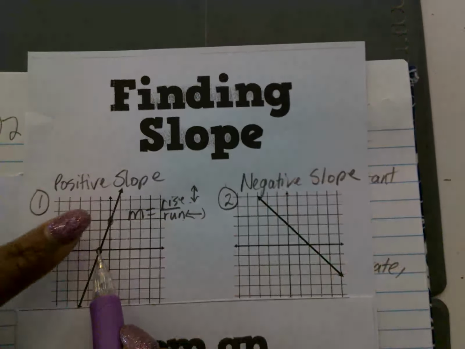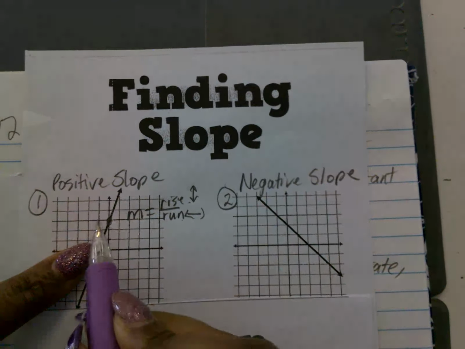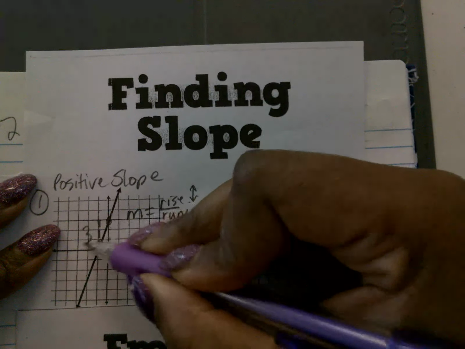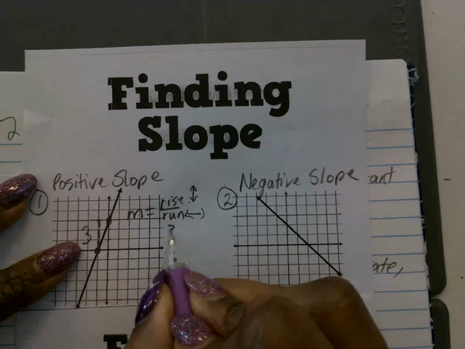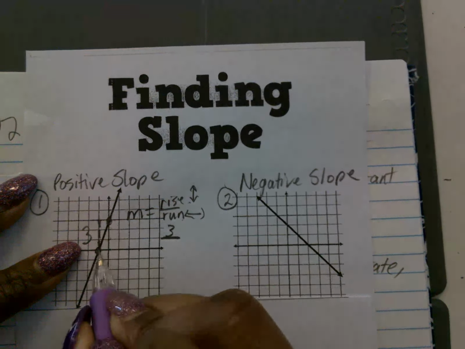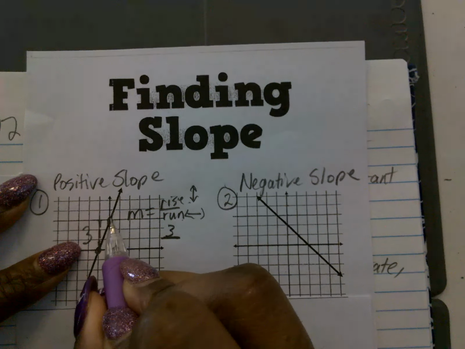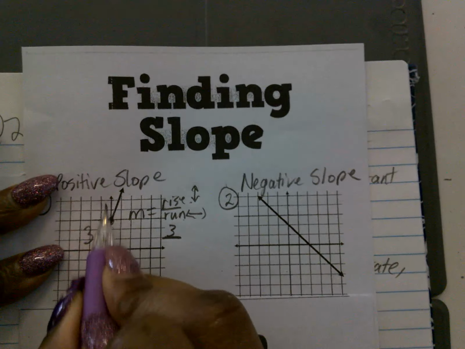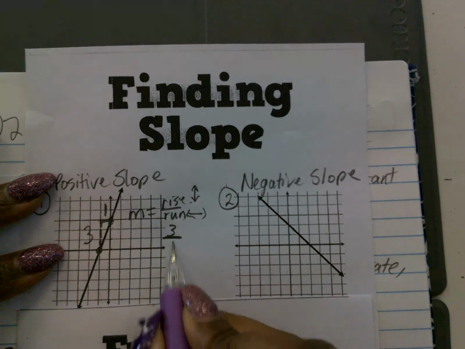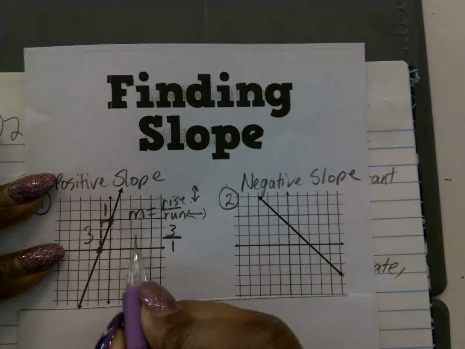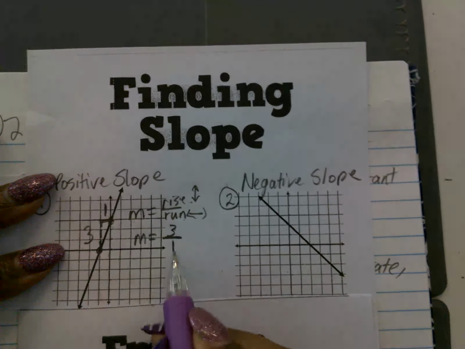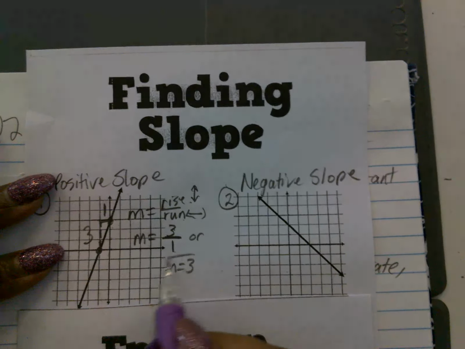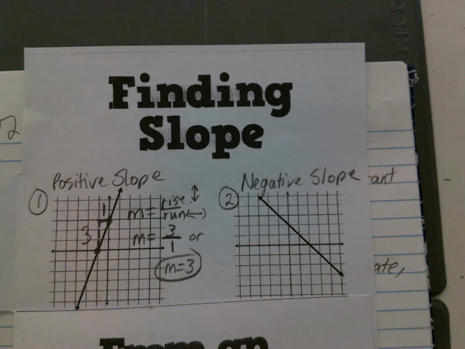From this point all the way up to where this point is, I'm going to count. I went up 1, 2, 3. So my top number is going to be a positive 3 because I went up 3 from this point to this point. Now I'm going to the right 1. So my bottom number is a 1. So the slope of this line is 3 over 1, or I can write it as just 3. Please write that down.